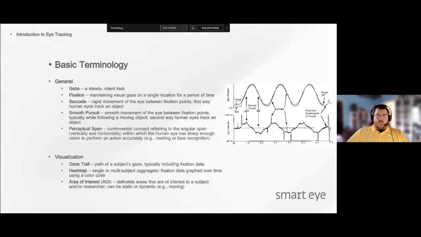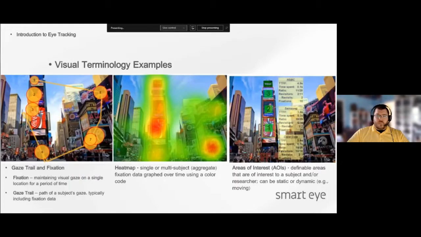For visualization, there are 3 concepts that are often associated with visualization. Rather than discuss them here, let's explore them using images. We have gaze trails and fixations. So the left image shows fixations as bubbles and gaze trails as the line between those bubbles. Gaze trails are often a combination of saccades and smooth pursuit actions by the eye as the eye moves between fixation points. Fixation points are typically visualized using bubbles or a numerical index, some way of tracking where the user's been looking.